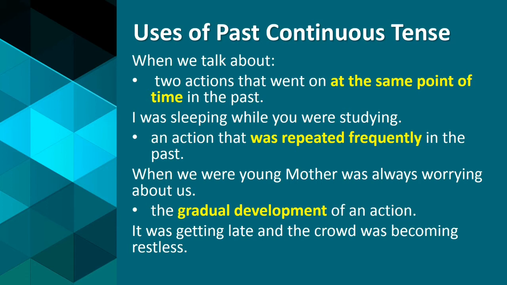Also, an action that was repeated frequently in the past. When we were young, mother was always worrying about us. So that also is a habit that was repeated quite often. And the gradual development of an action. It was getting late and the crowd was becoming restless. So the intensity of it is progressing, and there also we use the past continuous tense. Moving on.